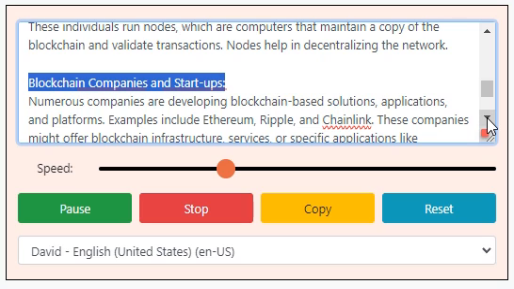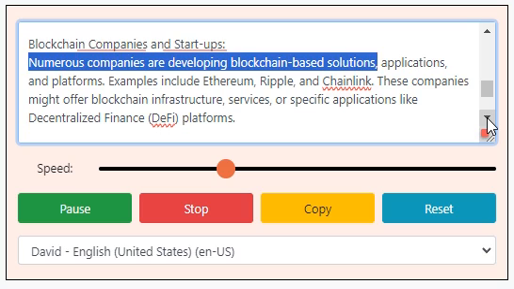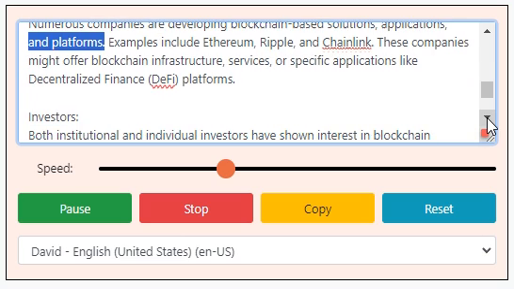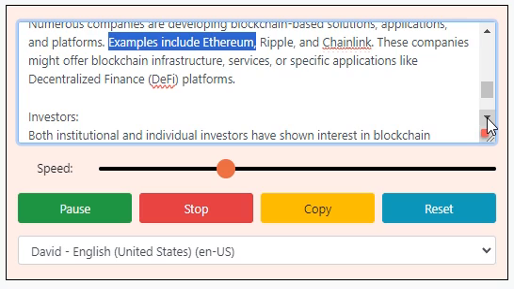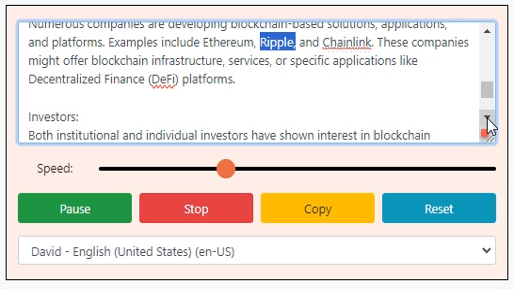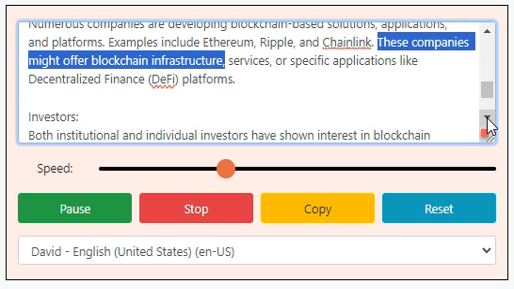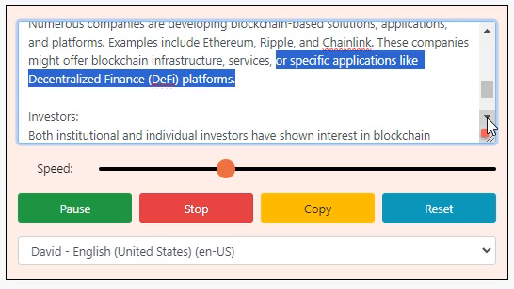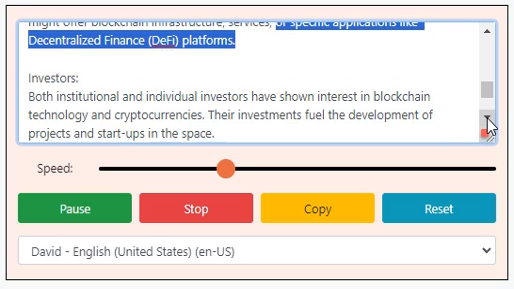Blockchain companies and startups. Numerous companies are developing blockchain-based solutions, applications, and platforms. Examples include Ethereum, Ripple, and Chainlink. These companies might offer blockchain infrastructure, services, or specific applications like decentralized finance, DeFi, platforms.